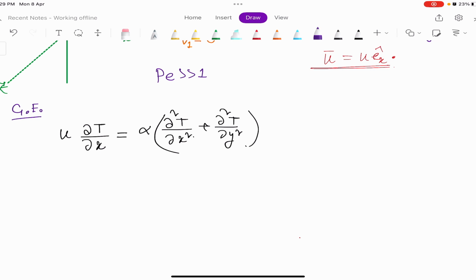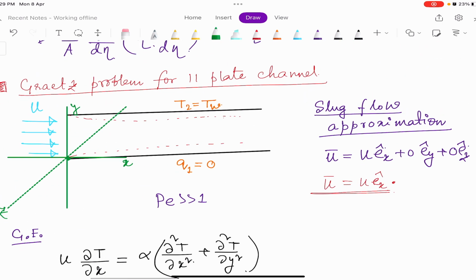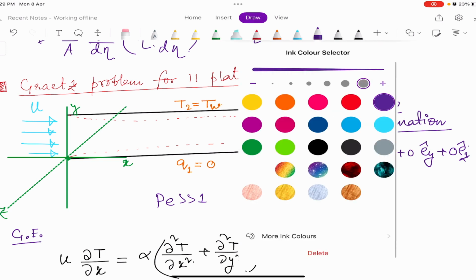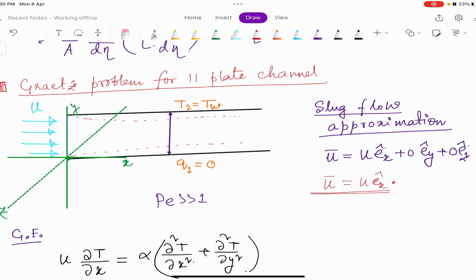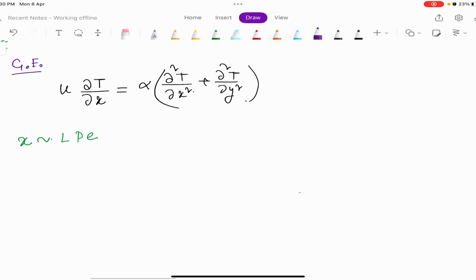Okay, and how can you show that? I have already told you that within the thermal entrance region, x is of the order of magnitude of L into Pe. L is the characteristic length for x. It is also in the problem description. L is nothing but the vertical distance, previously given by r, but here it is L, the vertical distance between the plates.